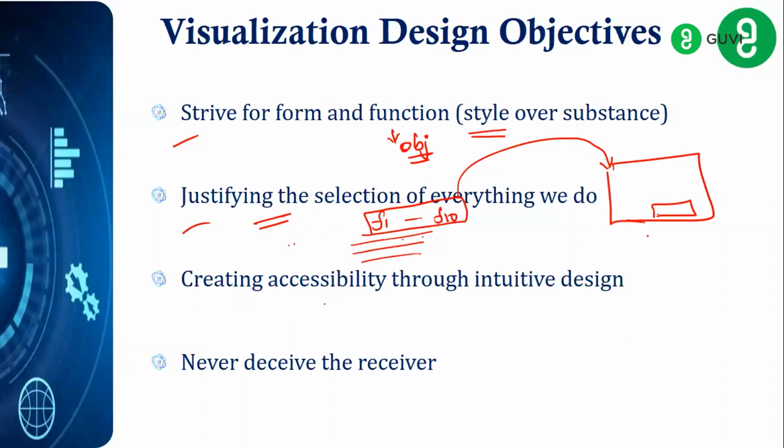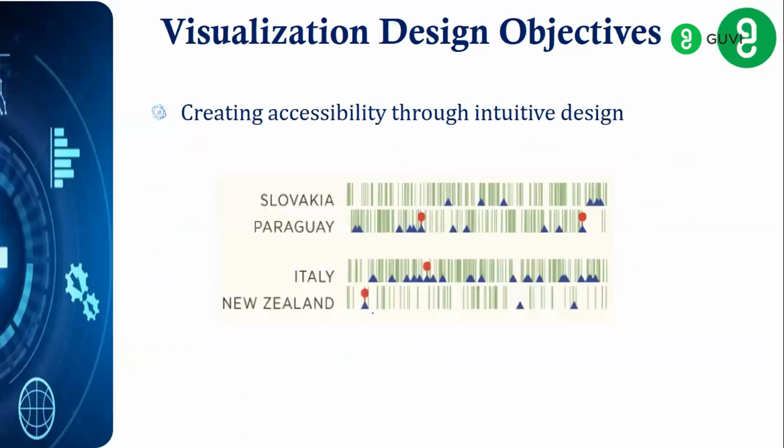And the third one is creating accessibility through intuitive design. This is very important. I will give you one example. What is intuitive design here? This is a game. Here you have two teams, like Slovakia and Paraguay, and consider this a football match, Italy and New Zealand.